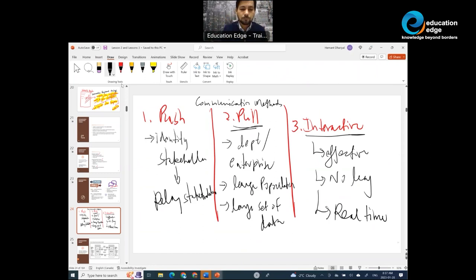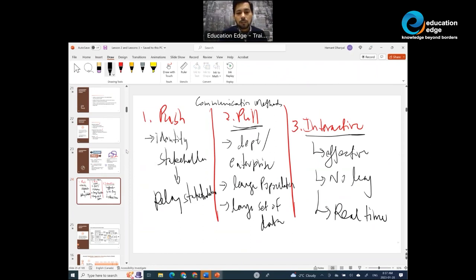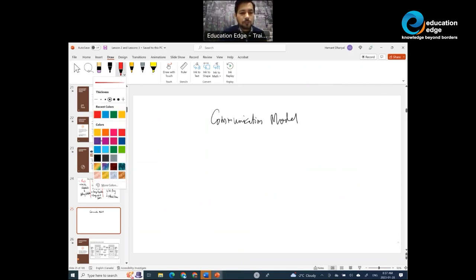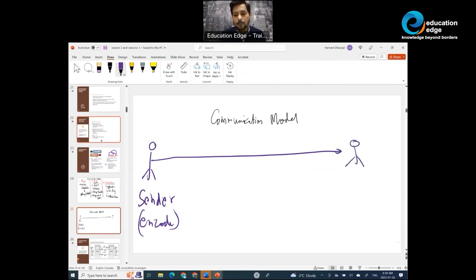PMI has also talked about the model of communication. So as part of this identify stakeholder topic, PMI also talks about the communication model. It sounds very complex, but really think about the picture of communication. So look at it this way. Who is involved in communication? There is a sender who would encode or write the message. Sender will encode or write the message and send the message to the receiver. Receiver will decode or read the message.